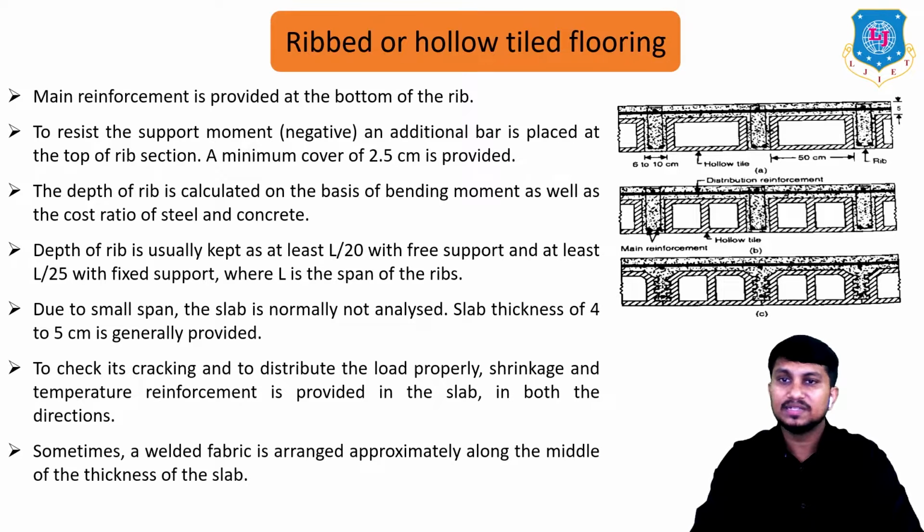The depth of rib is calculated on the basis of bending moment as well as the cost ratio of steel and concrete. The depth of rib is usually kept as at least L/20 with free support and at least L/25 with fixed support, where L is the span of the ribs. Due to small spans, the slab is normally not analyzed. Slab thickness of 4 to 5 cm is generally provided.